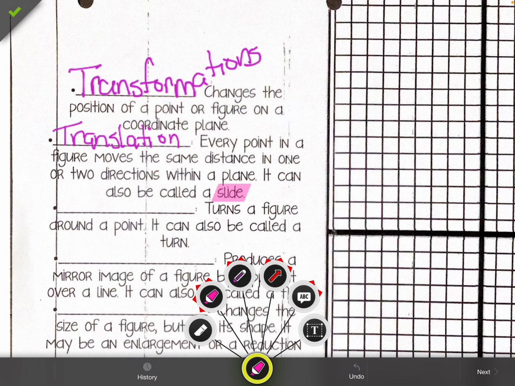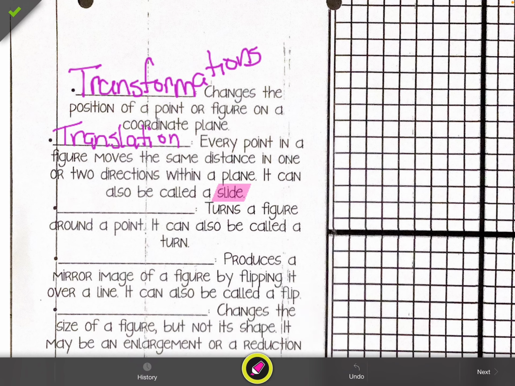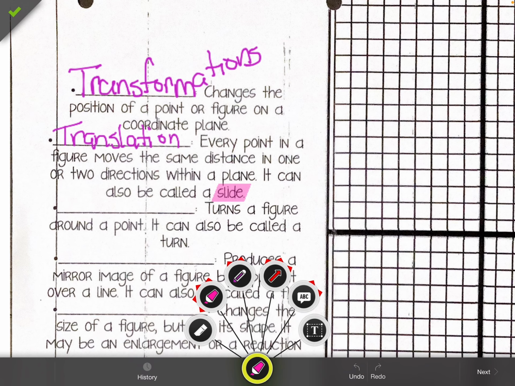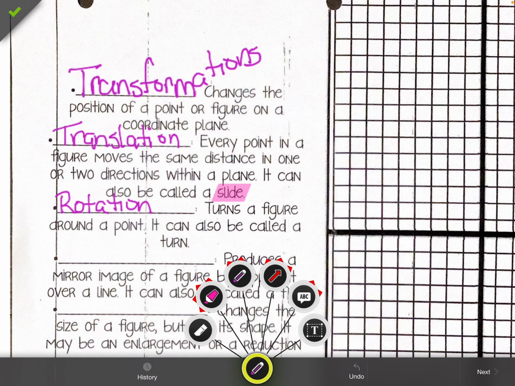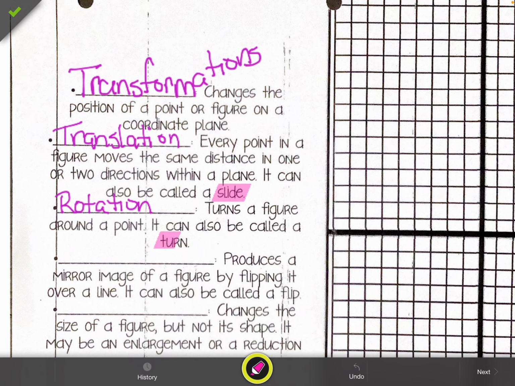The second transformation that we're going to look at is called a rotation. And a rotation turns a figure around a point. It can also be called a turn. So that's your key word for rotation. Okay. Your shape is actually going to turn and reposition itself on your coordinate plane.